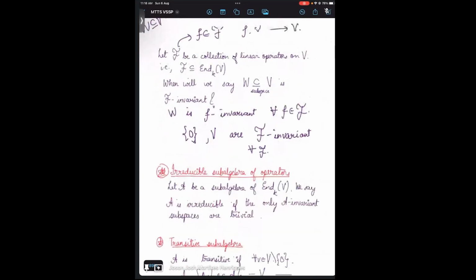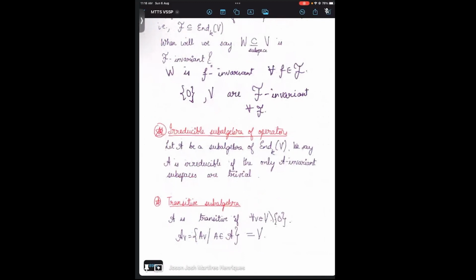So the first thing that we do is we transform this definition of irreducible subalgebras into something easier to work with. And we make a definition called transitive subalgebras. If we have a subalgebra A, we say that it is transitive if for any non-zero vector v, A times v, which is the collection of all vectors that you get when the algebra acts on v, is going to be the full space. People who have seen group actions might be able to relate this with the notion of transitive group actions.